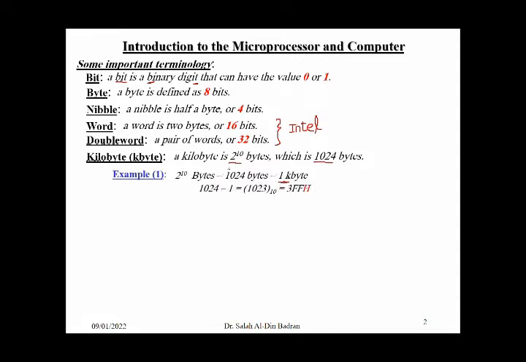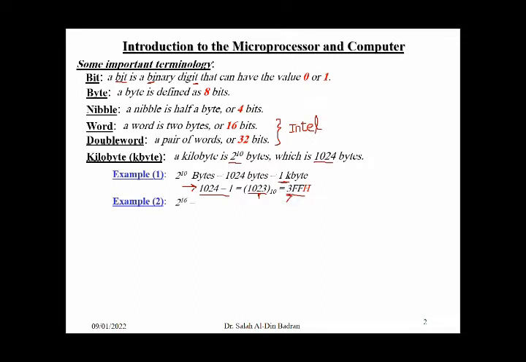If we subtract 1 from this number, 1024 minus 1, this gives us 1023 in decimal, which in hexa is 3FF. This is important to understand. We will explain later why we subtracted 1 from the 1 kilo to get this number in hexa.